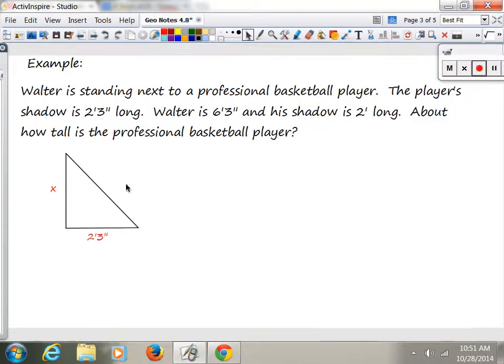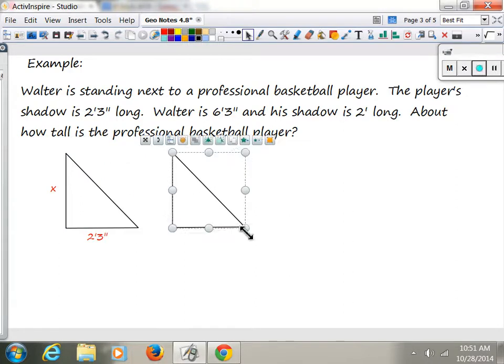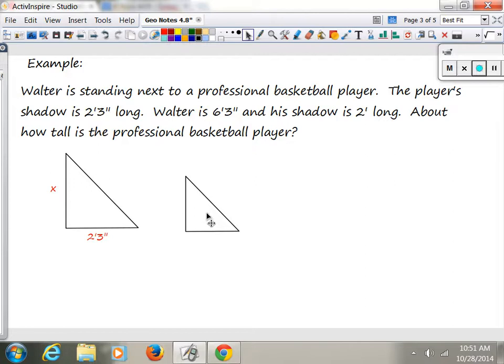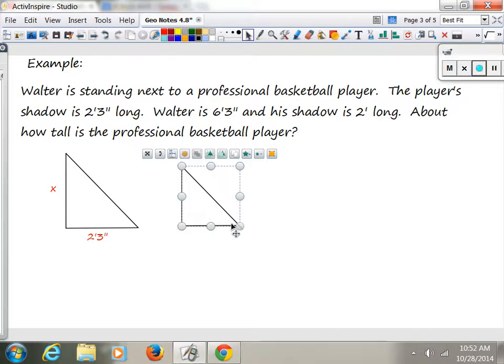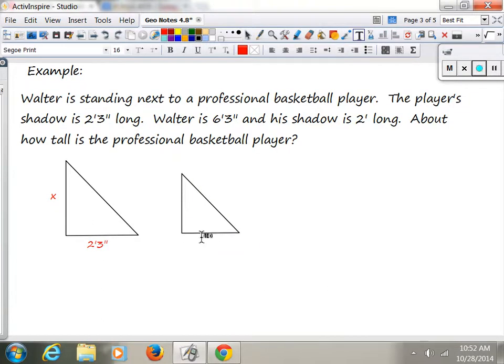Okay, we have another person, Walter, who is a little shorter. I know that because his shadow is a little shorter. He's 2 feet shadow. The other guy had a 2'3" shadow. And it says Walter is 6'3". So what does that tell me about the basketball player? He's taller than 6'3". Okay, so we know that.